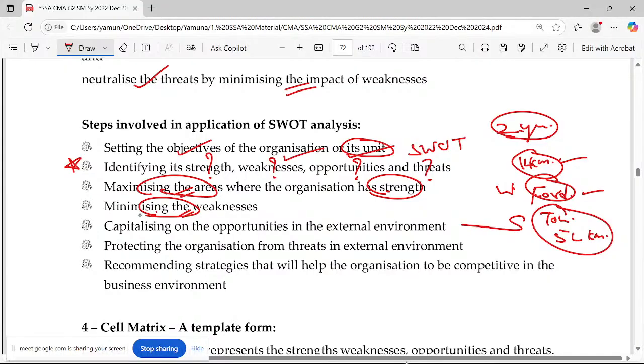That's why we study the environment and we fix the objectives. And you capitalize on the opportunities, you protect the organization. At the same time, we recommend strategies that will be competitive. Okay, ultimately, we are going to go to the next level. We are going to expand. We try to be competitive in this.